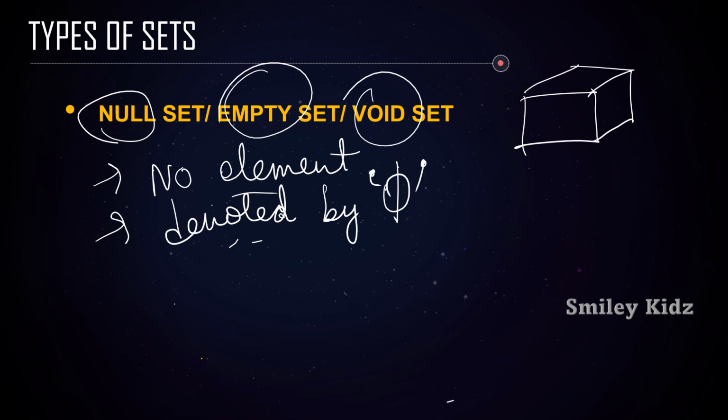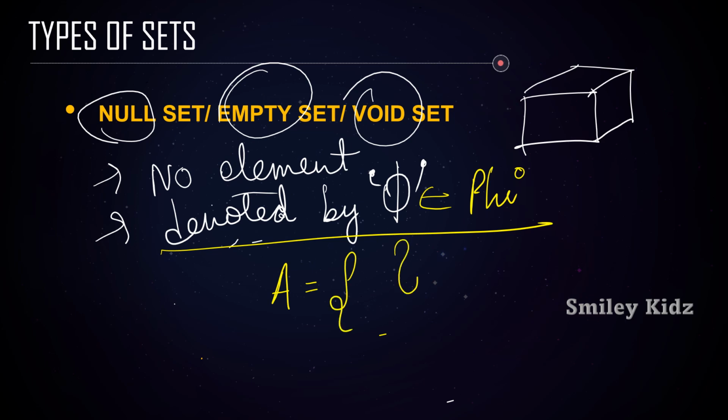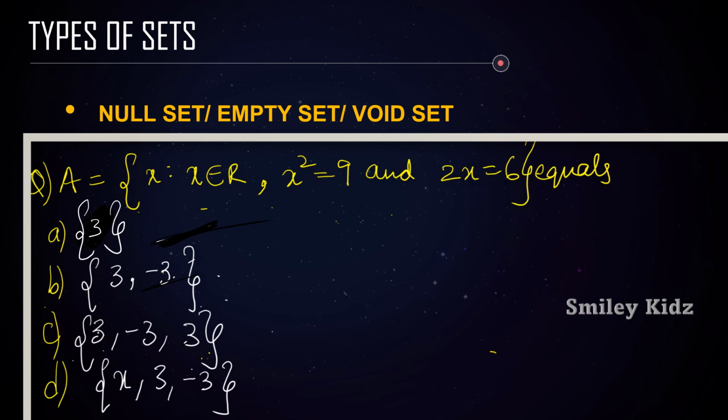This is phi over here. It is read as phi. Now what does this mean, denoted by phi? If I have a set A which does not contain any element, I'm going to simply write down phi, which makes the viewers understand that this is an empty set, a null set, or a void set. As simple as that. Let's solve a quick question.